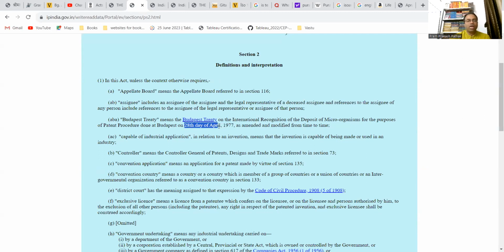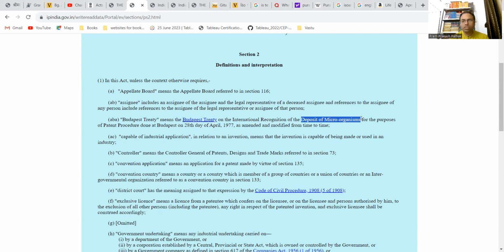We have to remember this date. This date may be asked sometime as a multiple choice question. And we also need to remember what this Budapest Treaty is about. So Budapest Treaty is about the deposition of microorganisms. So if our invention is with regard to microorganisms, then this Budapest Treaty comes into the picture.